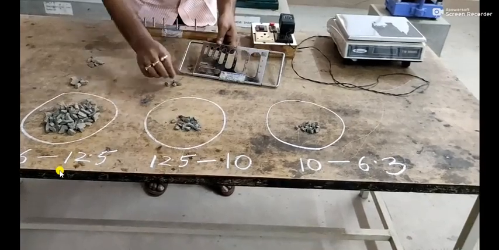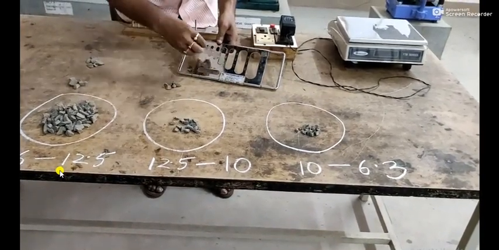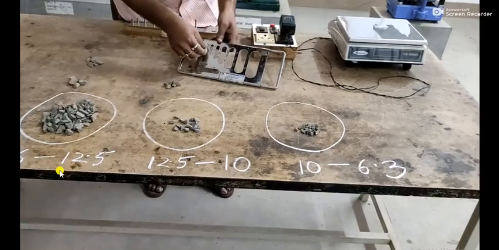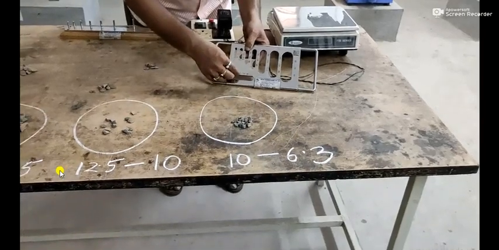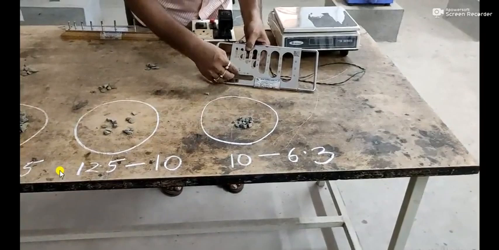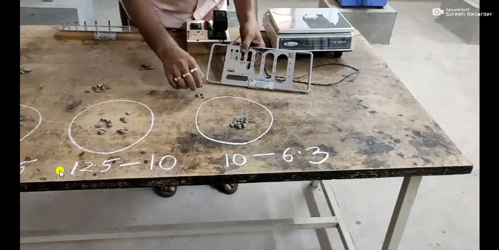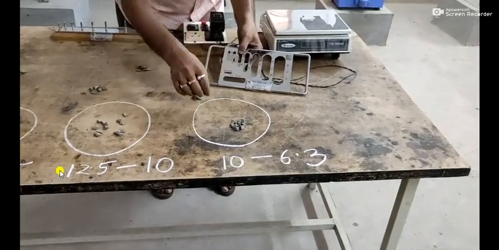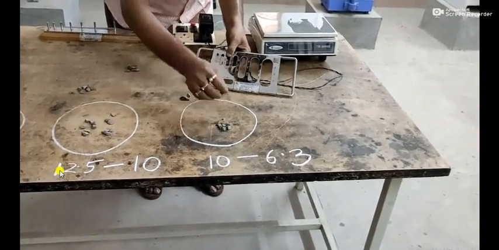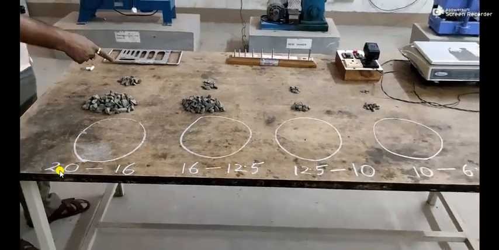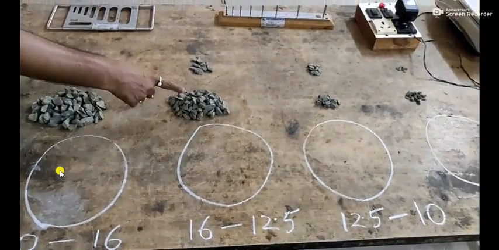Now what you can see is that after the aggregates are either passing or retained, they are kept in two different areas. Why? Because we will need to take their weights differently. As a result, we can easily get the weight of the flaky materials, and from there we can easily determine the flakiness index value. And again remember, the flaky materials are likely to be broken. So the entire testing has been done. In this way we have done the test.